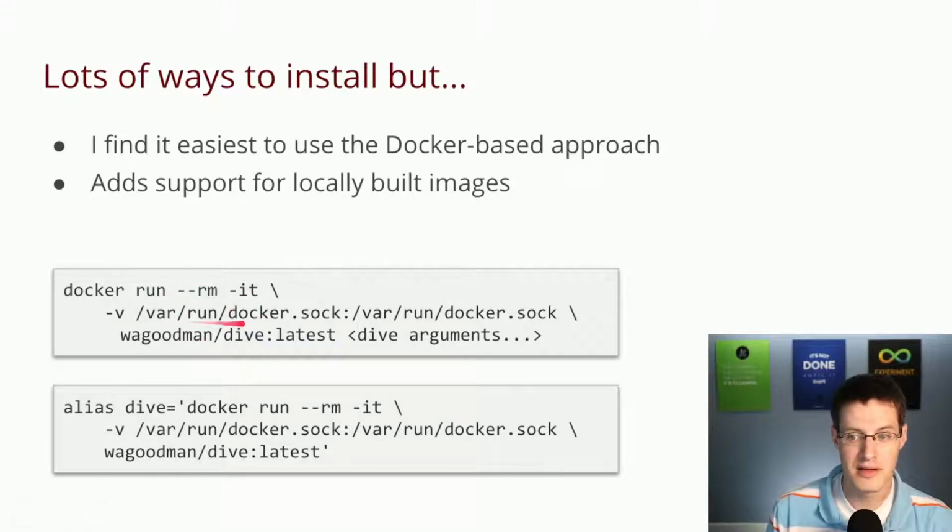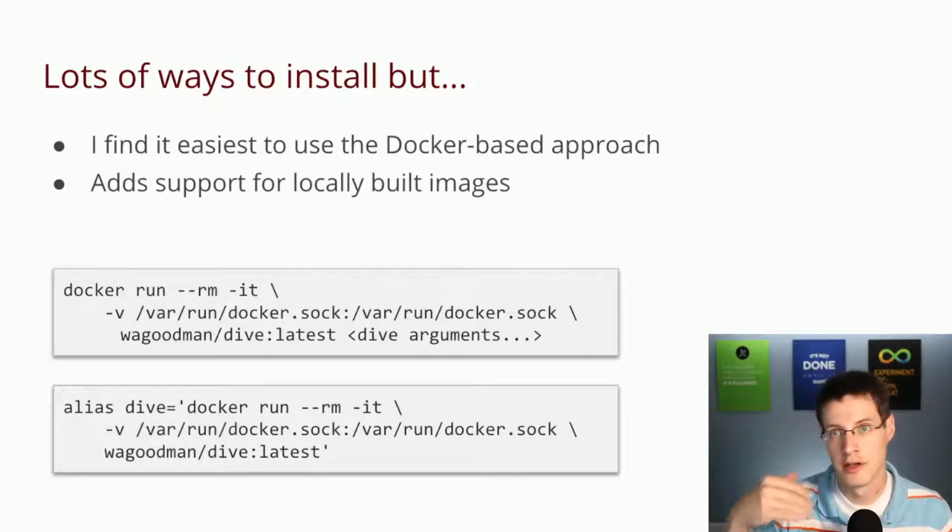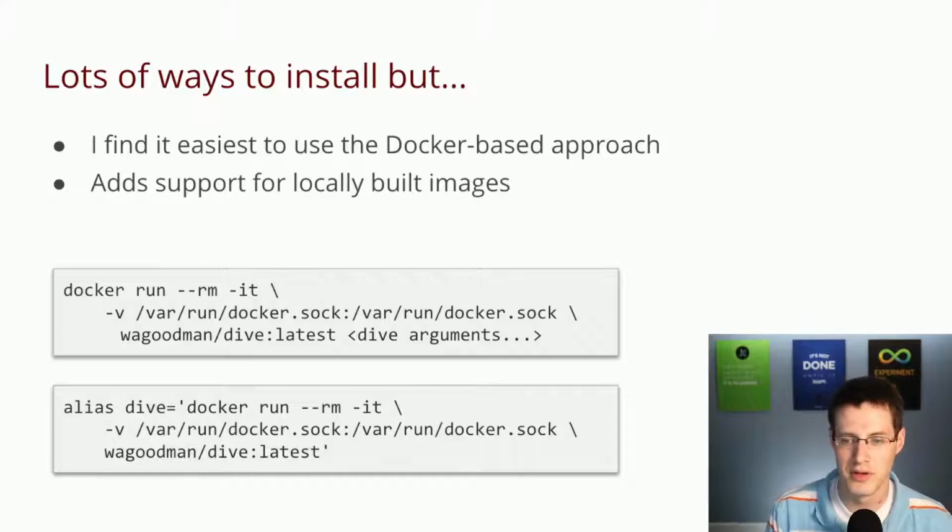By mounting in the Docker socket, it can talk to your local engine. And so what that means is that it can analyze images that you build on your local machine that may or may not exist in remote registries. Okay, and so I can build an image, take a look at it, and then make some changes to it, build it again, dive into it, and I can keep this process going over and over again until I'm happy with it, and then I can finally push it to a registry when I feel good about it.